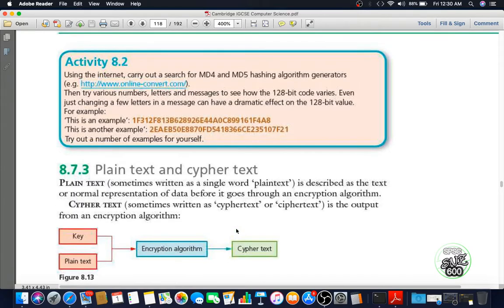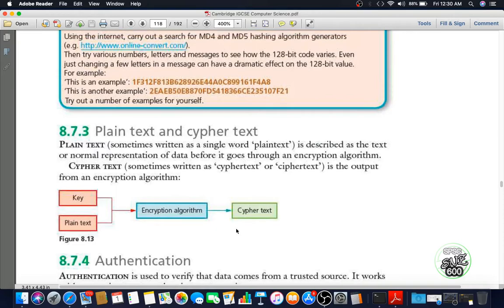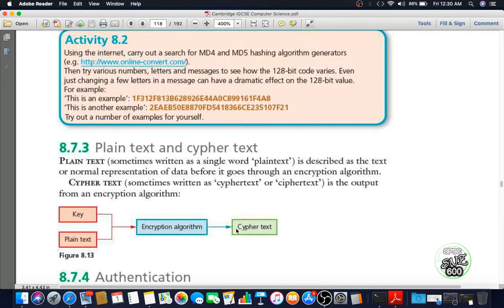So the next topic is authentication. We'll do it in the next class. I hope you understand up to this. Now I will show you a video to understand asymmetric encryption.